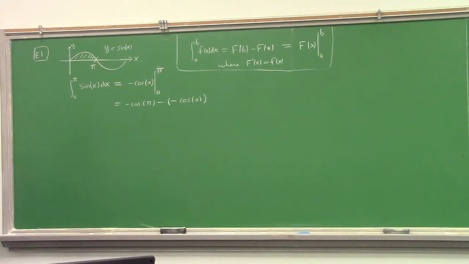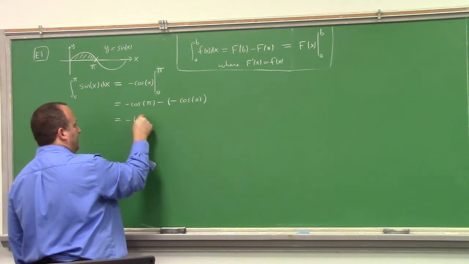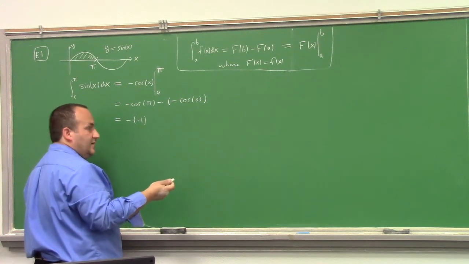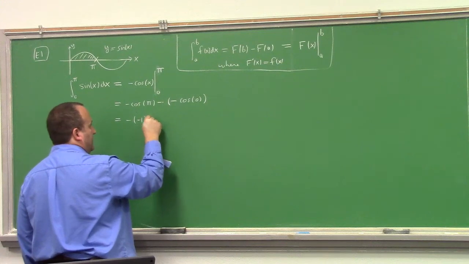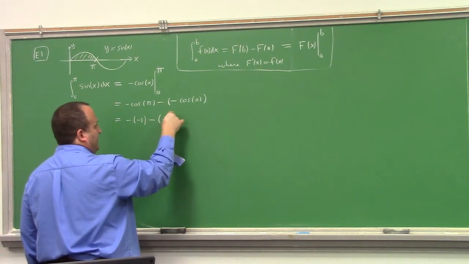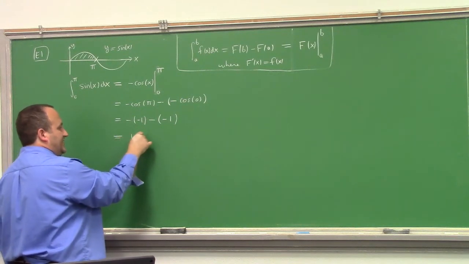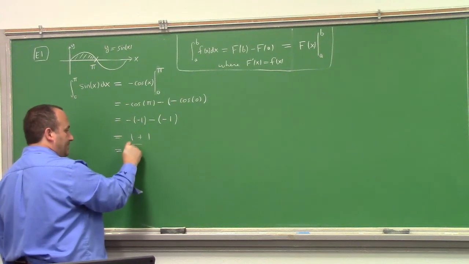So I'll remind you, cosine of pi is minus 1, right? And cosine of 0 is 1. So this is minus a minus 1, which is a weird way of saying 1 plus 1. So the answer is 2, yeah.